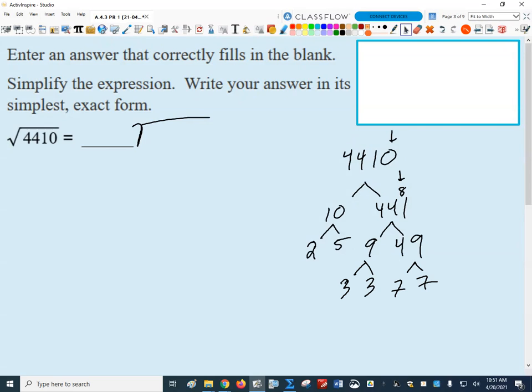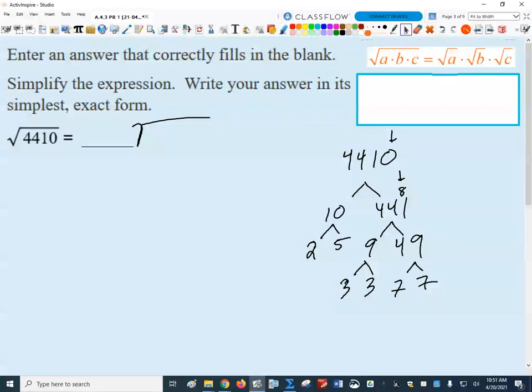Here's why. There's a property of square roots that we're going to use here. We know that the square root of a product of numbers, I can split up into separate square roots. So we'd say in math, the square root of a product is equal to the product of the square roots. See what I'm saying? So we could rewrite this.